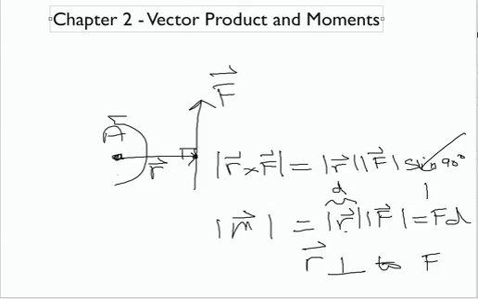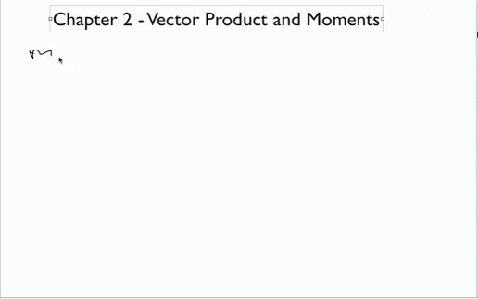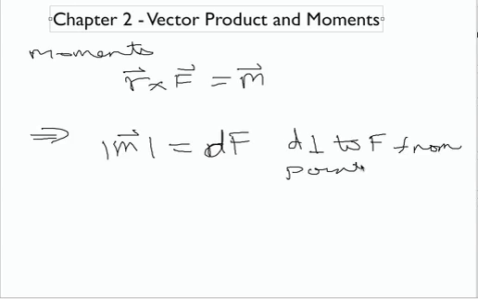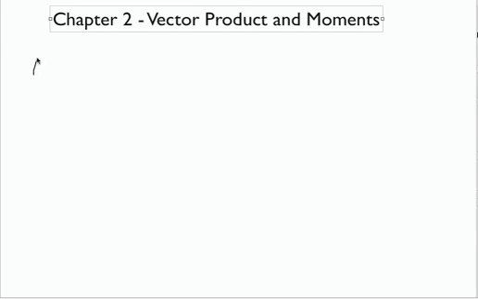So again, the two things we have here, we introduce moments, and those are R cross F equals the moment. We also know that the magnitude of the moment is equal to D times F, where D is perpendicular to F from the point of interest. That's it. The vector product has a couple of properties, so let's talk about those real quick.